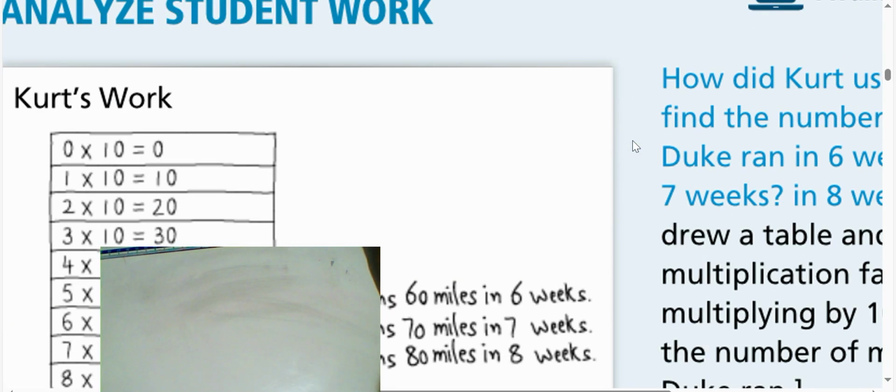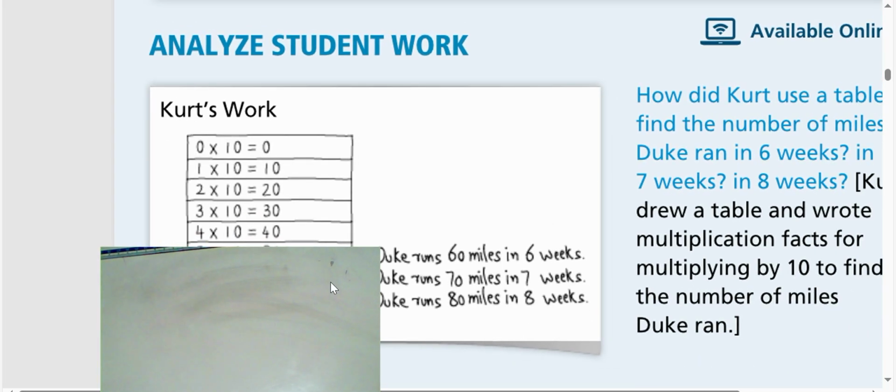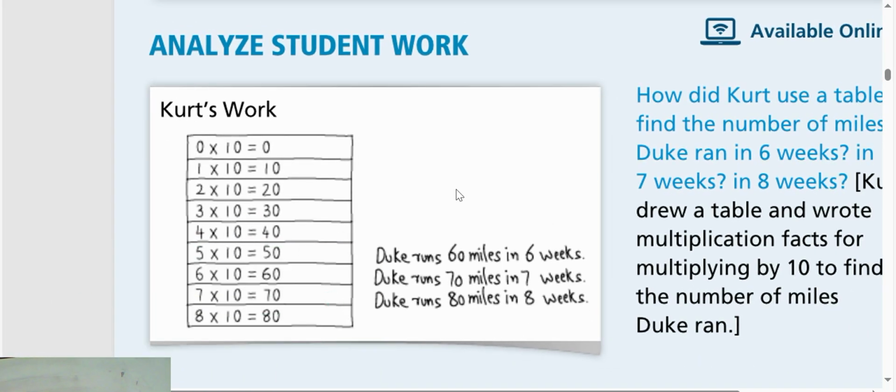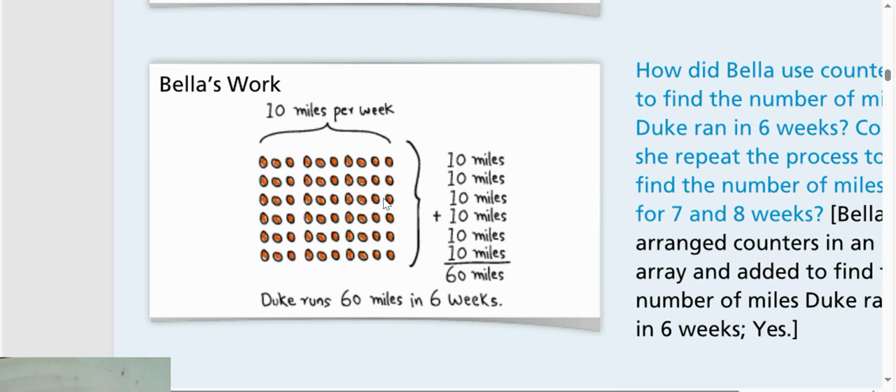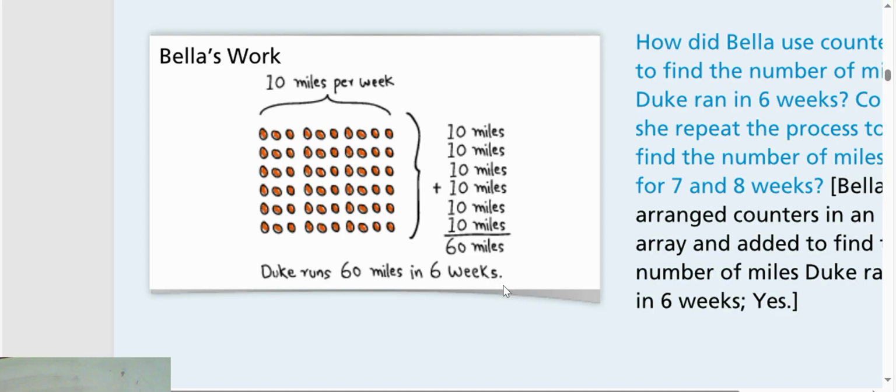Next page, you can write the table of 10 here. 0 times 10, 0, 1 times 10, 10, 2 times 10, 20, and so on. Okay, we can add the pattern here, or you can write the answer by this method. The total will be 60. If we want to find 6 weeks, 6 times 10 equals 60 miles in 6 weeks.